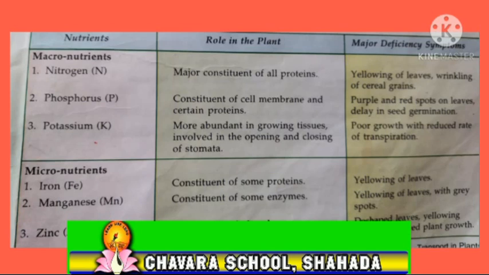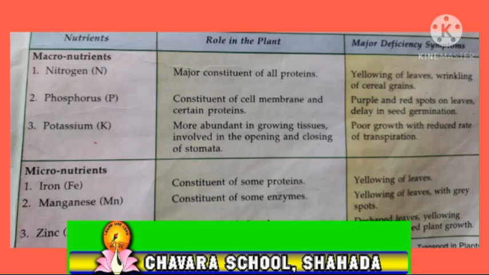Third is potassium. The role of potassium in plants: it is more abundant in growing tissues and is involved in the opening and closing of stomata. Deficiency causes poor growth with a reduced rate of transpiration. These are the three macronutrients: nitrogen, phosphorus and potassium.